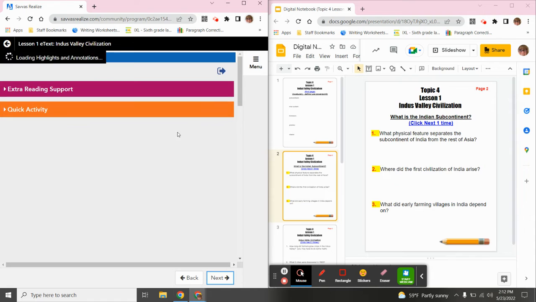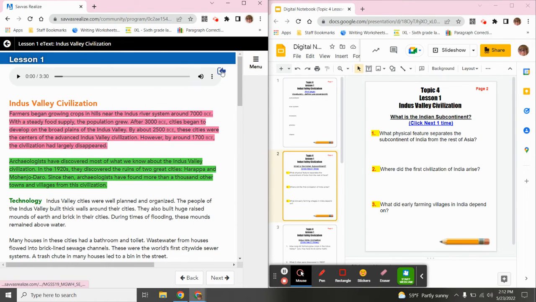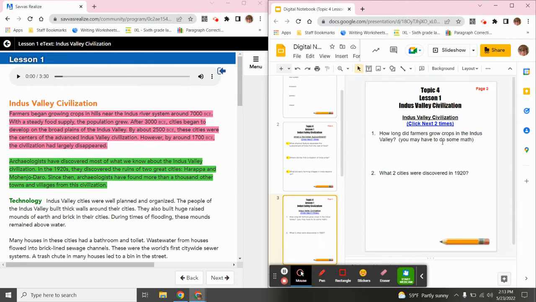Next page. Again, remove this wall if you need to. And we are moving on to page 3 of your digital notebook. This is pressing next 2 times from the beginning.